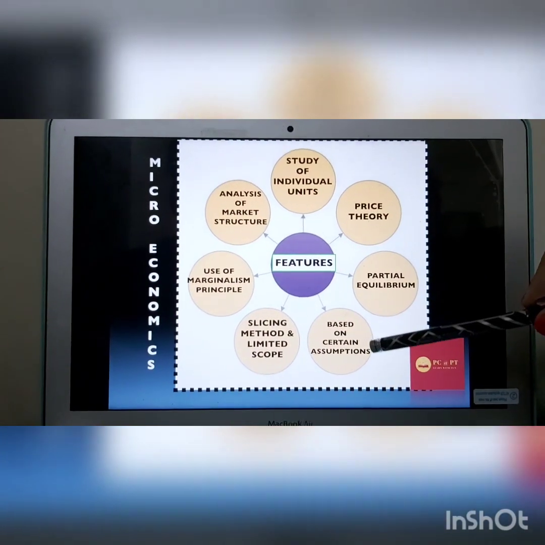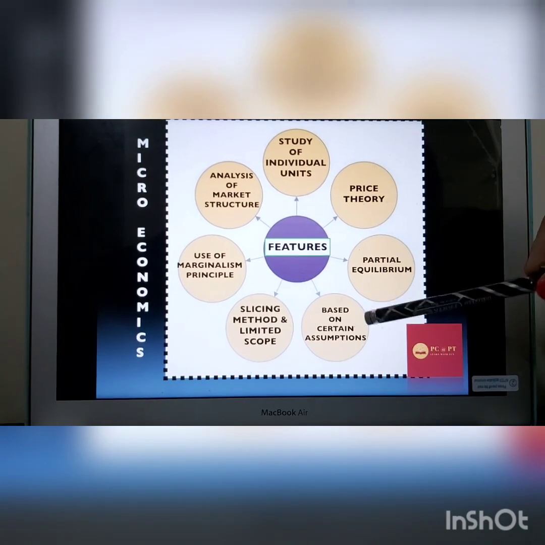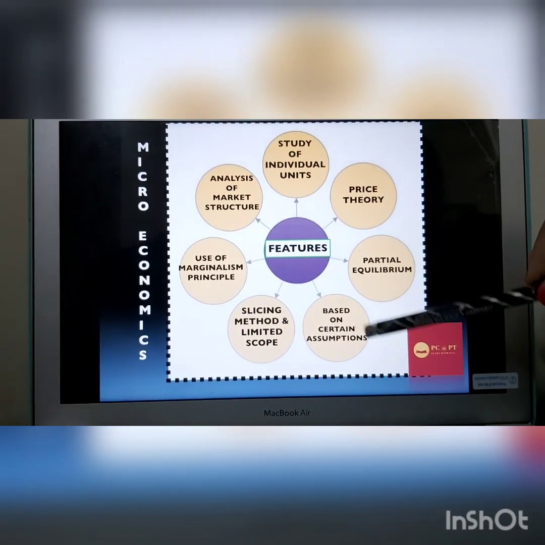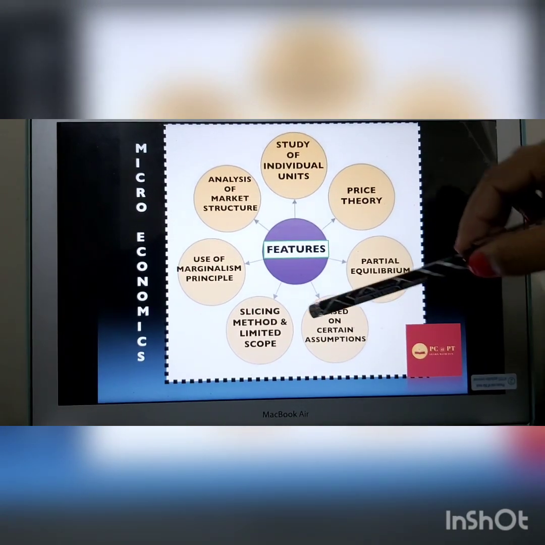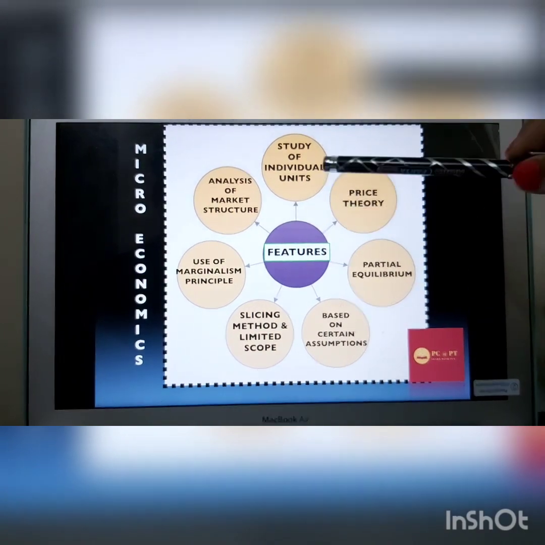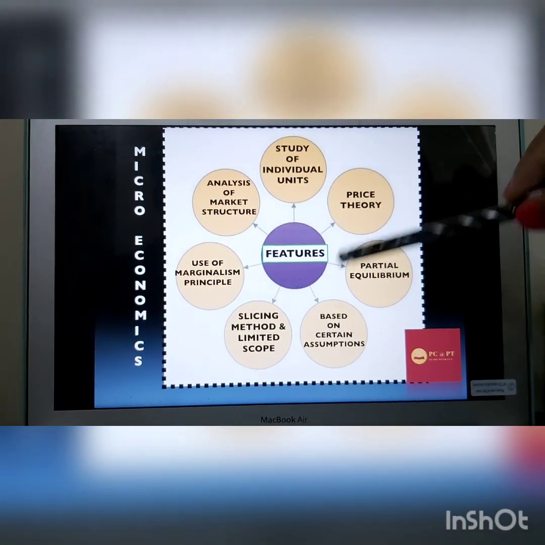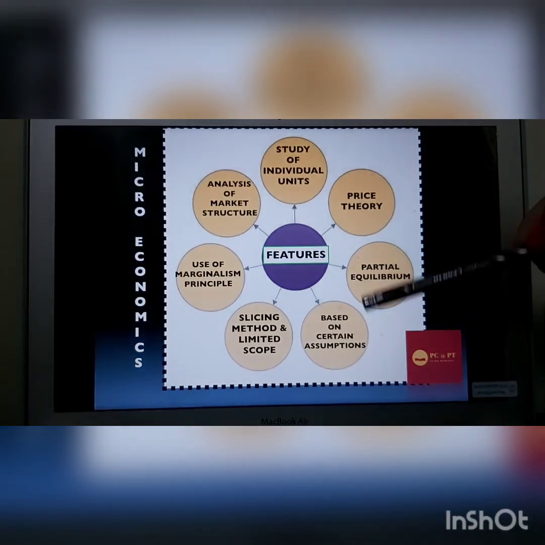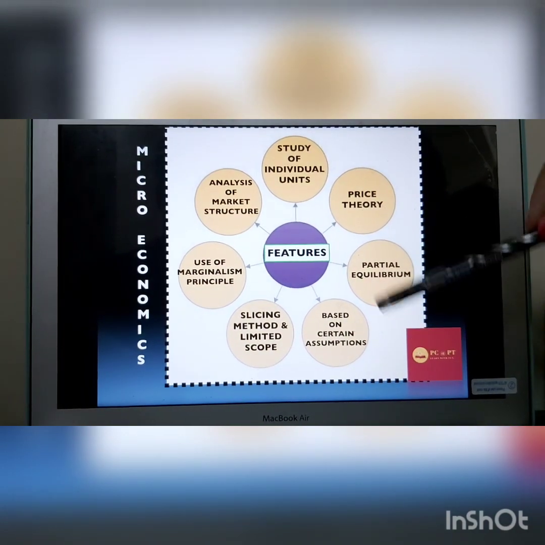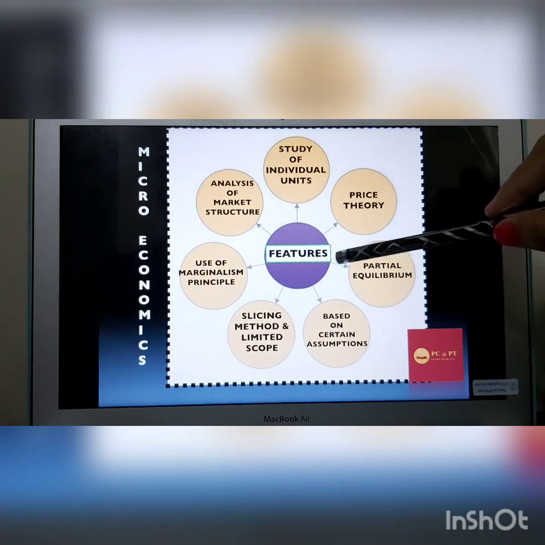Based on certain assumptions. This particular thing you will understand when I explain you the laws, because our first law, the law of DMU, is the next chapter itself, and there the law will begin with the words other things being constant. Other things being equal. Now what are these other things? Other things, constant. Constant का मतलब है certain assumptions are taken, only then the law is applicable. So this ceteris paribus assumptions are done under microeconomics.